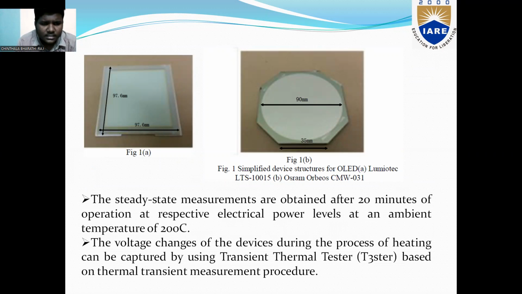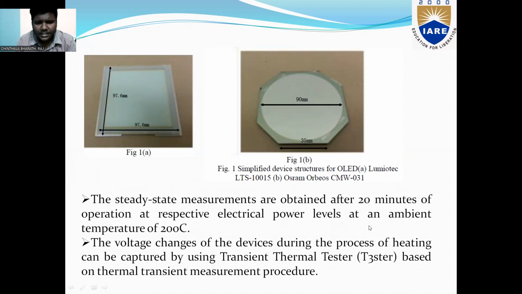In figure 1, the x-axis is 97.6 millimeters. So same in figure 1A, the diagram looks like a square or rectangle. In figure 1B, it looks like a circle.